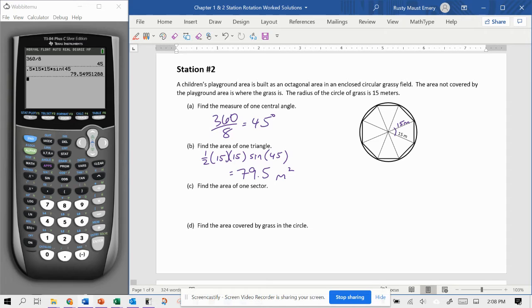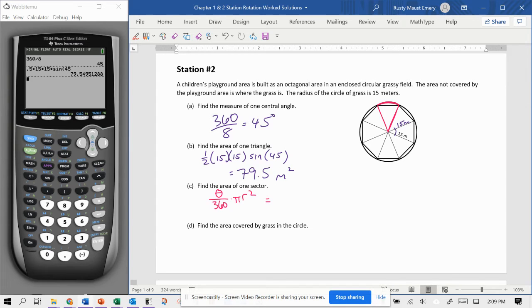Find the area of one sector. So now the area of one sector would be something like this. Think more of a pizza slice, right? You're including that rounded, curved area. So the area of a sector is the measure of the central angle divided by 360 times pi r squared. Okay, so that would be the area of a sector.